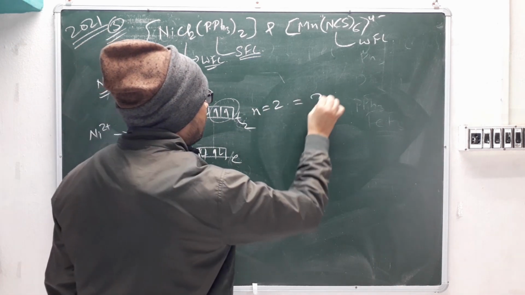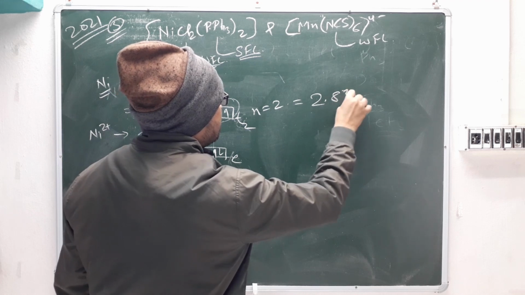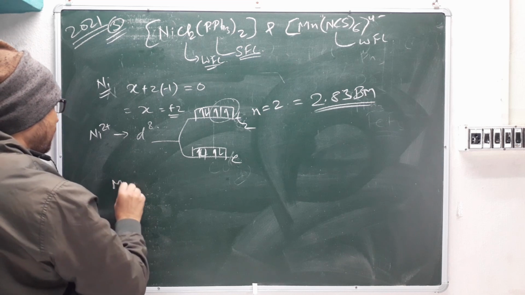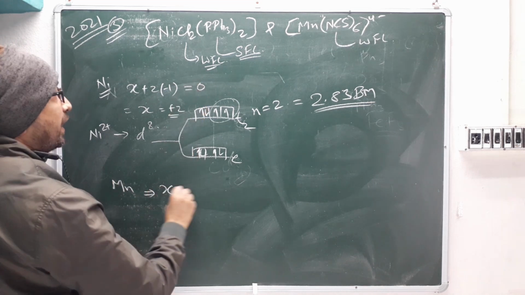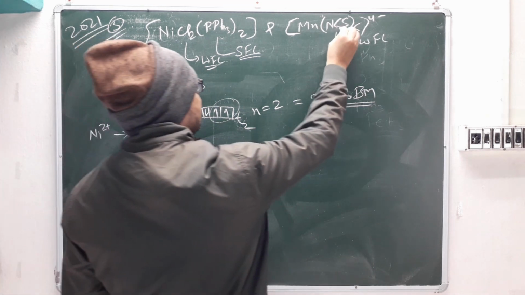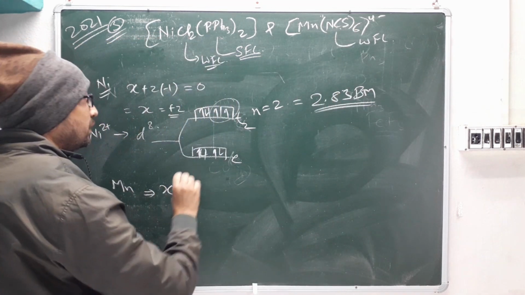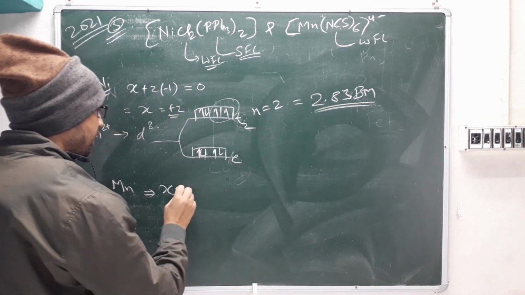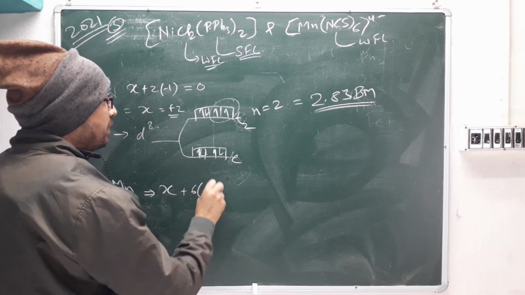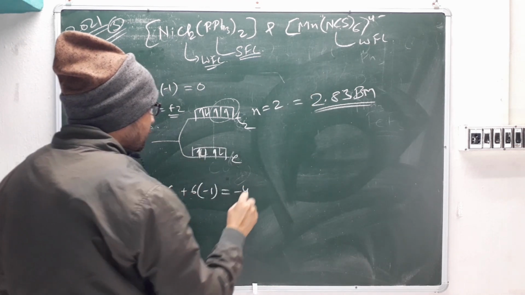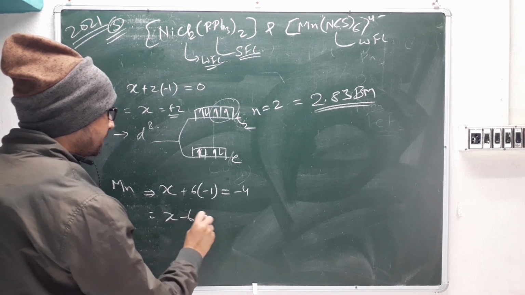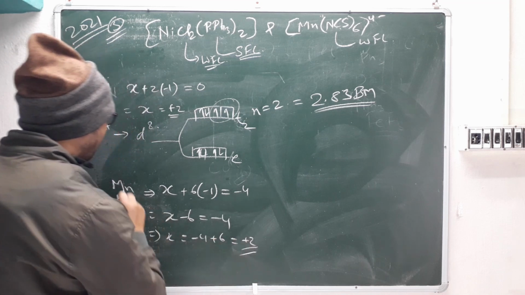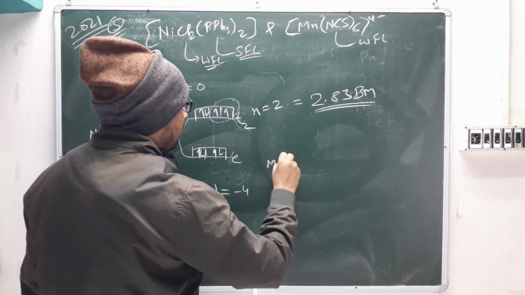Now in the Bohr magneton value, how much will it come? 2.83 or 2.87, whatever you want, you just write it down. This is the Bohr magneton for the first one. For the second molecule, for manganese, you have to find the oxidation number. So X, and NCS will contribute -1. So +6 into -1, and the charge is -4. So X minus 6 equals -4. So X will be -4 plus 6, it will be +2. So manganese also has +2 charge.